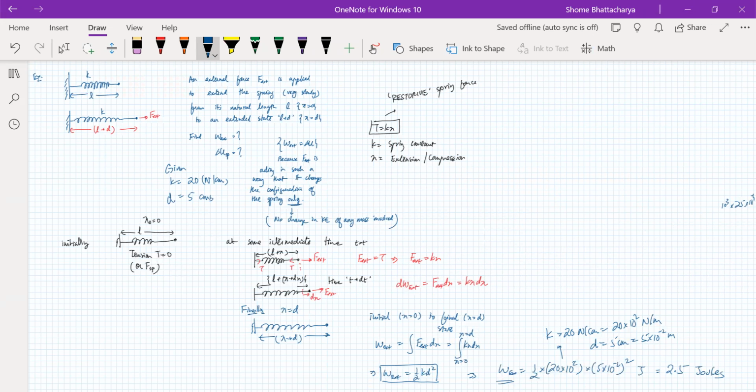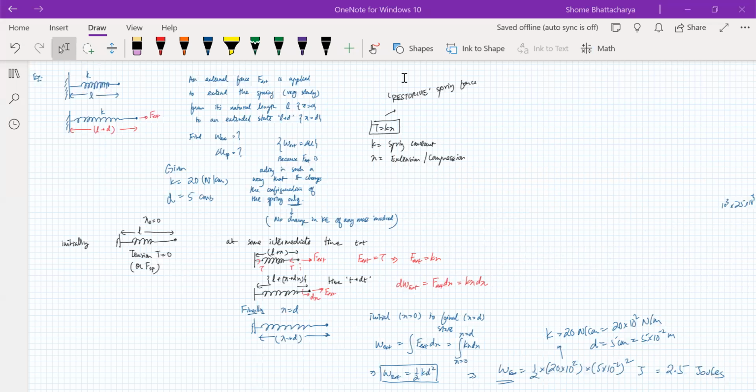So this particular spring, which has a spring constant of 20 newtons per centimeter, to bring it from a state of x equal to 0 to an extension of 5 centimeters, how much work we have to do? We have to do a work equal to 2.5 joules. Yes, if we want to restore it back also, in that process also, the external agent has to do a certain amount of work, and that will be equal to delta U.